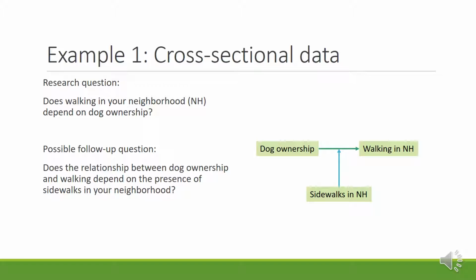And as you can see on the right-hand side, this is a very simple model. The green arrow demonstrates what would be modeled to answer the research question, and then the blue arrow adds a moderator that is a neighborhood predictor to that situation.